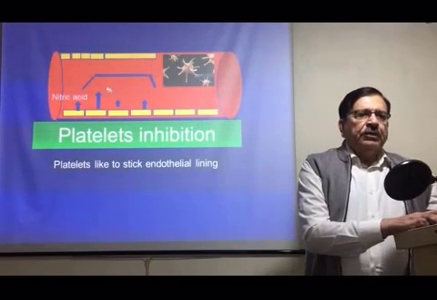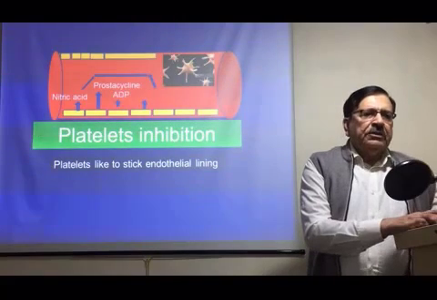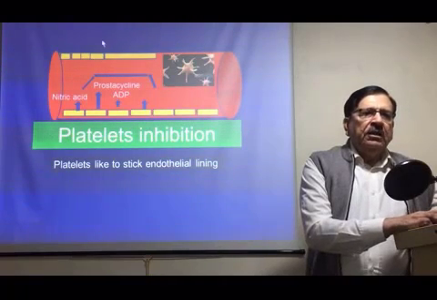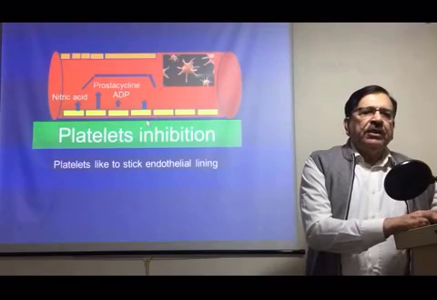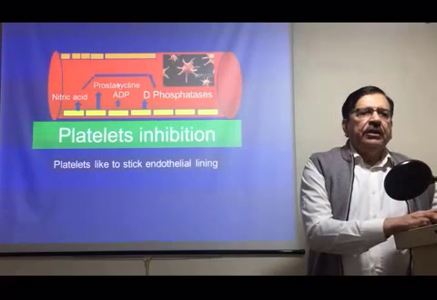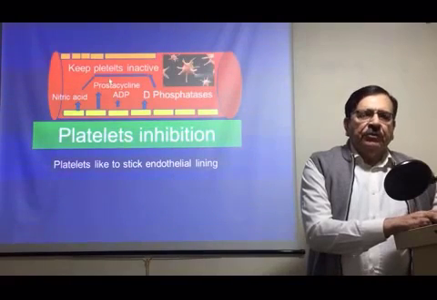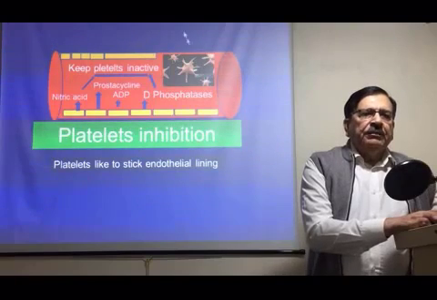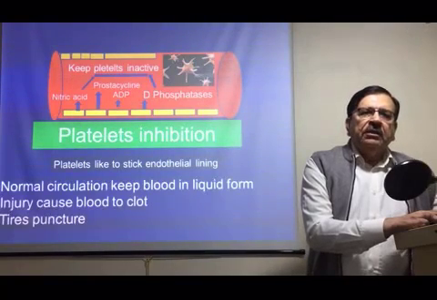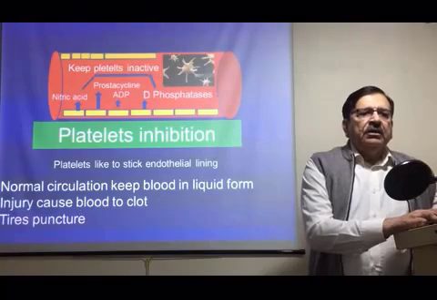Among them, the first one is nitric oxide. The second one is prostacyclin. The other substance is ADP, adenosine diphosphate, which also prevents the adhesion of platelets to the surface of endothelium, and also CD39 (ADPase). When all these act together, they keep the platelets inactive. They prevent the attachment of platelets to the endothelial lining, and in this way the blood remains in fluid status. So normal circulation keeps blood in liquid form. Injury causes blood to clot.